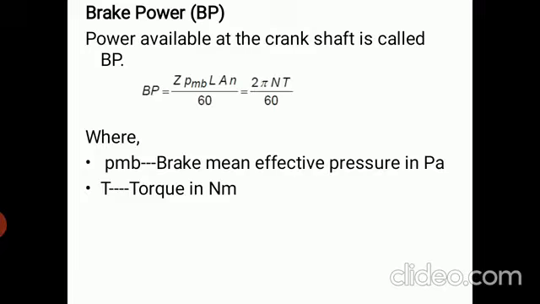Again, brake power is calculated by this same formula. In this formula, you here have P suffix mB, the mean effective pressure based on brake power. That's why you have B in the suffix. Sometimes, if you are using a mechanical dynamometer, we will use 2 pi NT by 60. That formula is also used to calculate the brake power of an engine.